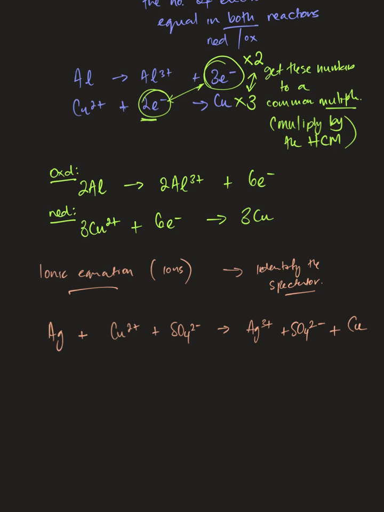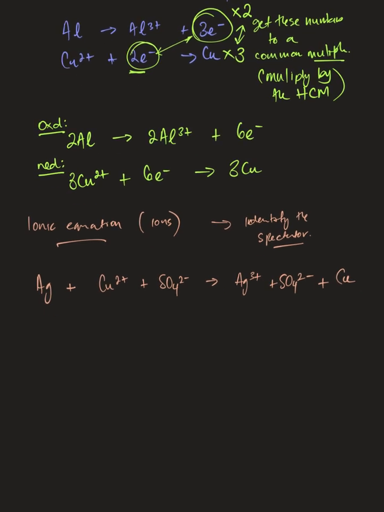Right, if we look here, I see changes between Cu and Cu2 plus, and I see changes between Ag and Ag3 plus, which we already identified in the previous question. We know that therefore the sulfate ion, or you can write SO4 2 minus, is the spectator ion.